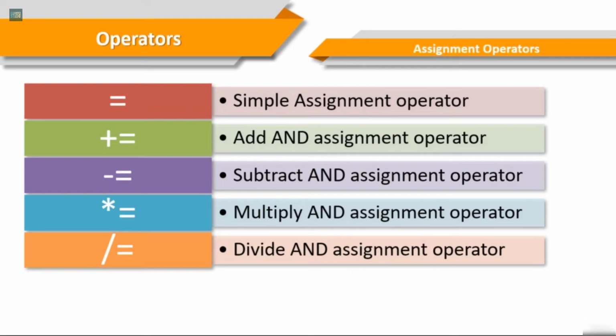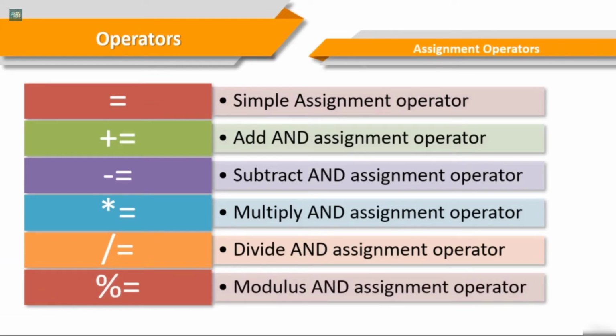Slash and equal is the divide and assignment operator. It divides the left operand by the right operand and assigns the result to the left operand. What about percent and equal?